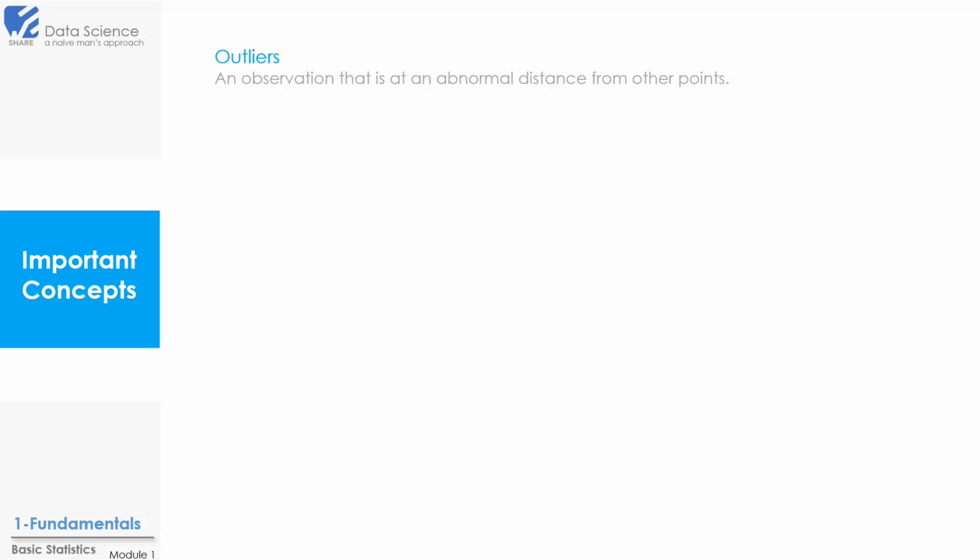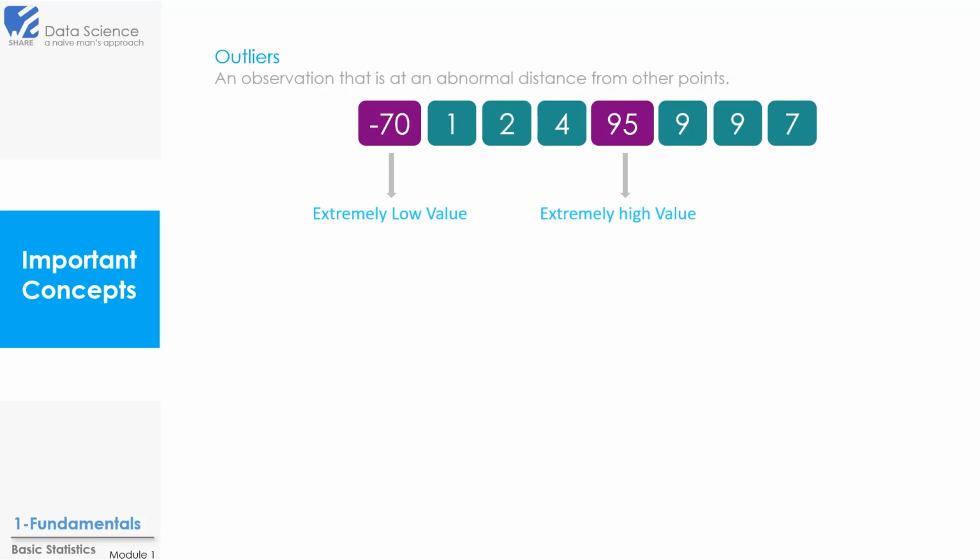Next we have outliers. Now outlier is an observation that is at an abnormal distance from other points. So as we can see in the below figure, there are two observations, minus 70 and 95, which are outliers. Because minus 70 is an extremely low value compared to other values, and plus 95 is an extremely high value compared to the rest of the values.